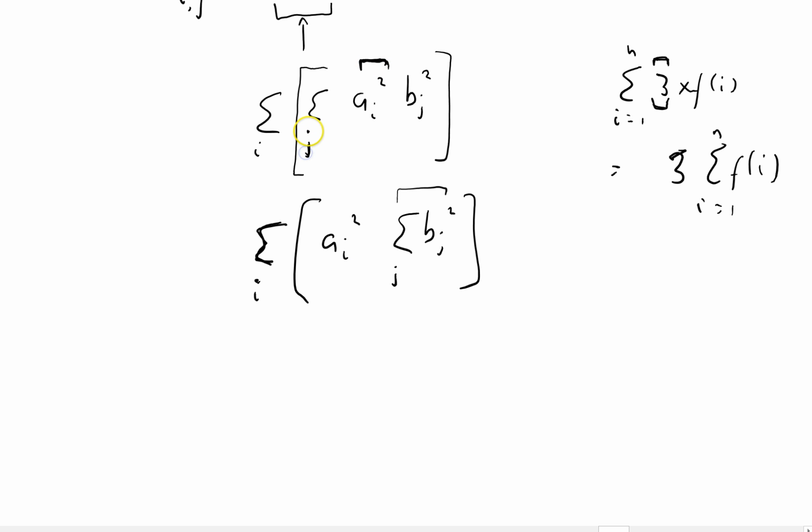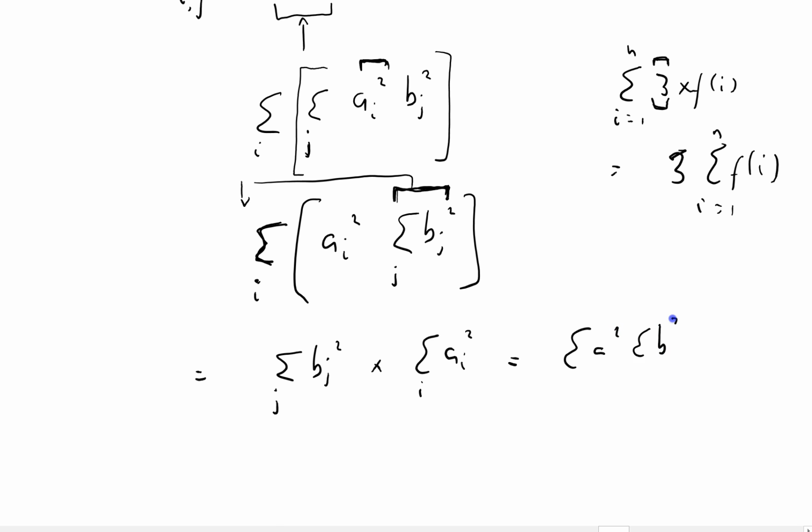And in the same way, this guy here is just a constant as far as the j is concerned. And now we're using the same trick again, which is a recurring theme in Cauchy's inequality, to pull this guy out of the summation. So that equals sigma over j of bj squared times sigma over i of ai squared, which equals sigma a squared sigma b squared.